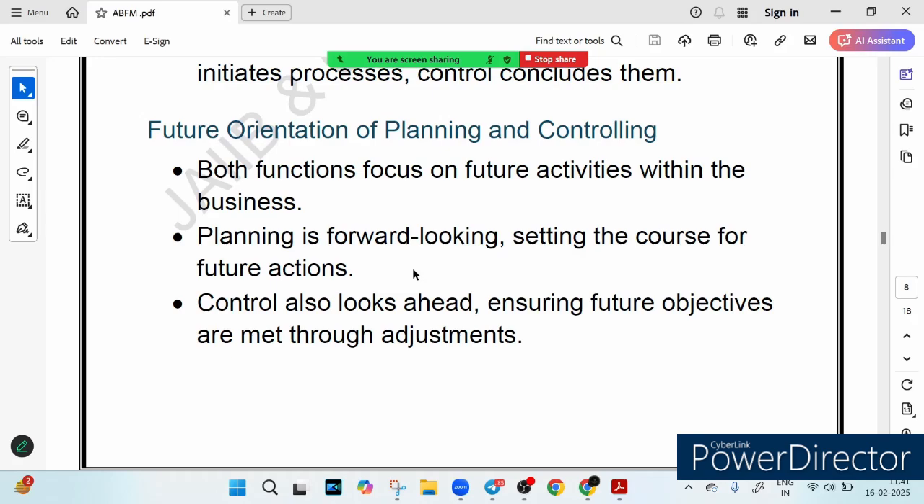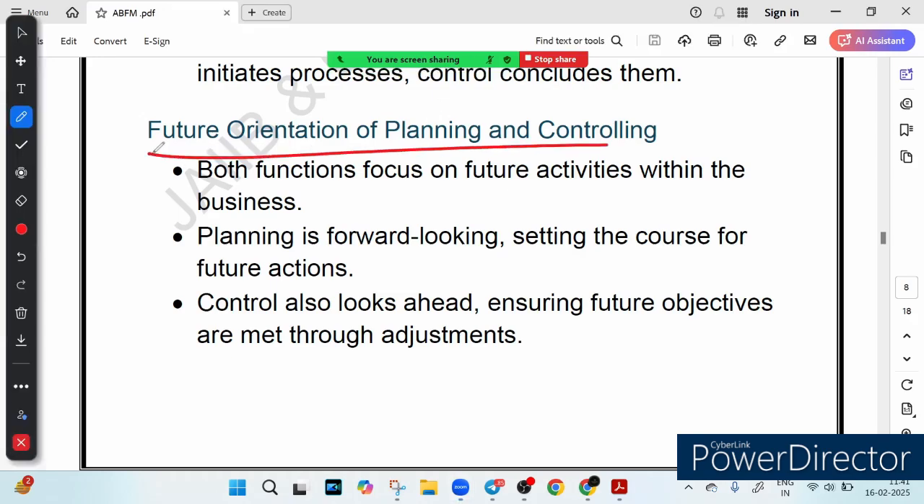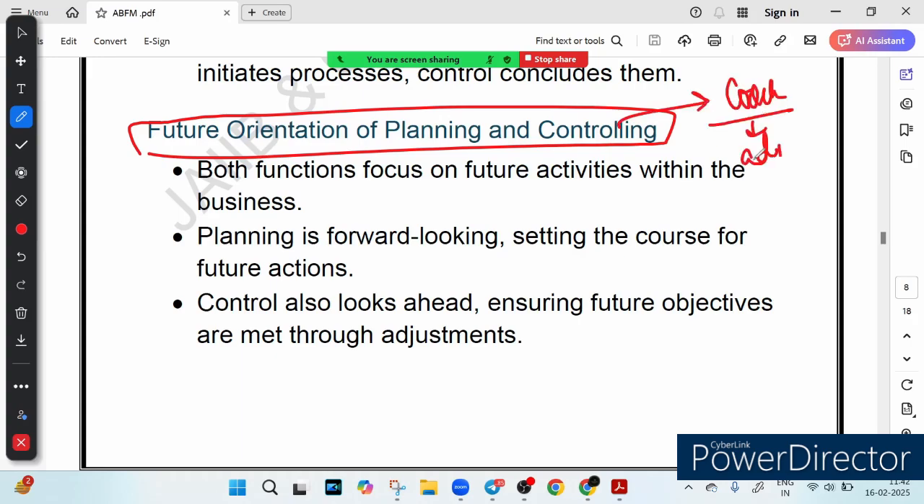So friends, ever wondered how successful businesses stay ahead in the game? It is not just luck, it is planning for the future and keeping things under control. Let's break this down into simple terms. The topic is the future orientation of planning and control. So why are both future focused? Planning is like setting a goal post. It is all about deciding what needs to be done in the future to succeed. And controlling is like a coach adjusting the game strategy, a coach who is adjusting the business strategy, right?